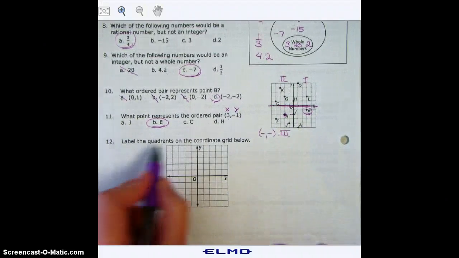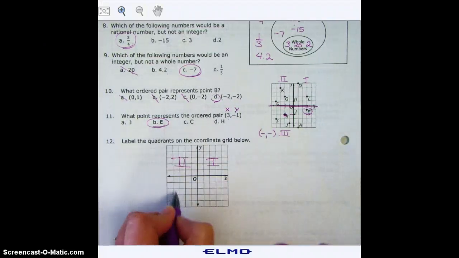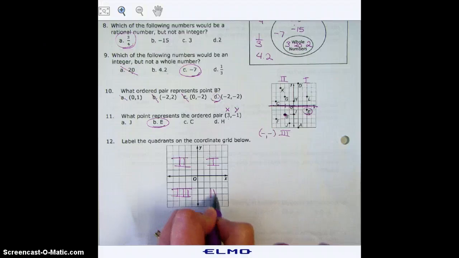Finally, label the quadrants on the coordinate grid below. Well, we already did this on our homework. We do this every week. I, II, III, and IV for 4.